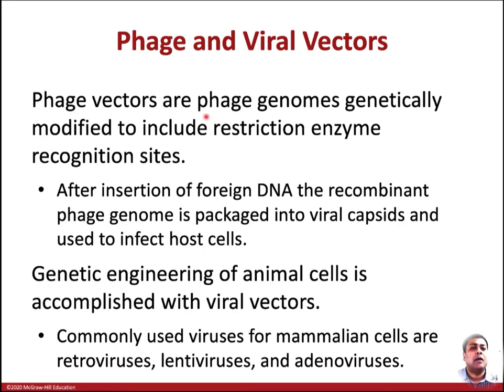So you just have a large amount to work with. So what happens is that after insertion of the foreign DNA into the recombinant phage genome, it is packaged into viral capsids and used to infect the host cells, which are E. coli, and there are many other different types, but the most common one is the lambda phage of the E. coli. On the other hand, genetic engineering of animal cells is accomplished with the viral vector.